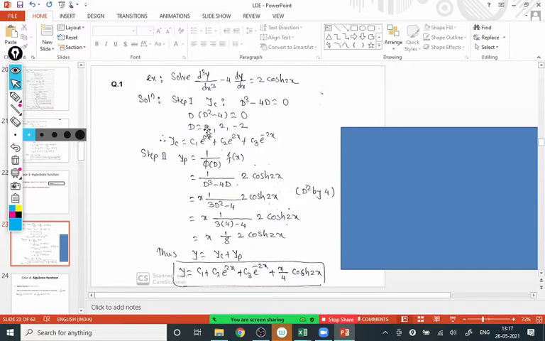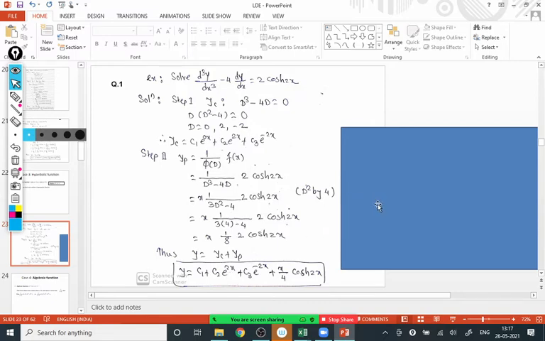So you observe that for getting yc, it is D cube minus 4D. We have three roots, 0, plus 2, and minus 2, and we wrote yc as c1 e raised to 0x plus c2 e raised to 2x plus c3 e raised to minus 2x. And for yp, we replace D square by plus a square, so D square by 4, and we observe the denominator comes to 0, so we multiply by x, then replace D square by a square, and we get this answer by a shortcut method.